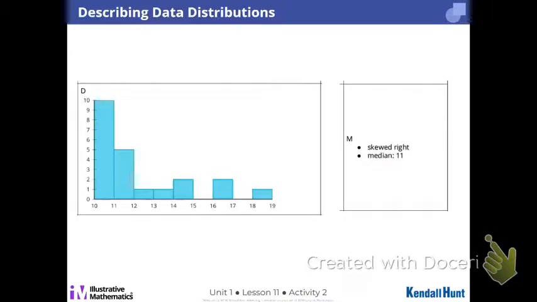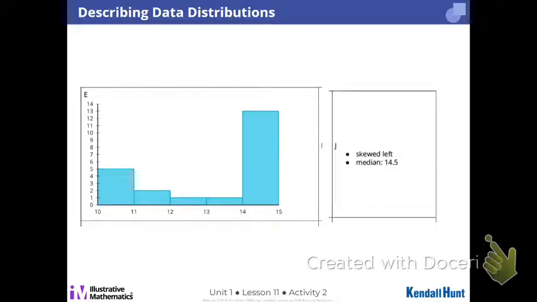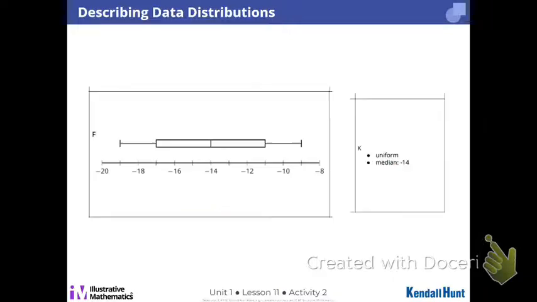Okay. So let's compare now D. We have a median of 11. You can see that the middle wants to be right around here, right? But it's skewed to the right. What would that do to our mean? It would skew it right. Okay, here, our median wants to be somewhere around here, 14 and a half. But this data does what? Skews it left. Okay. This is the only one that can be uniform. Notice all my quartiles are the same. Okay, and the median's negative 14.